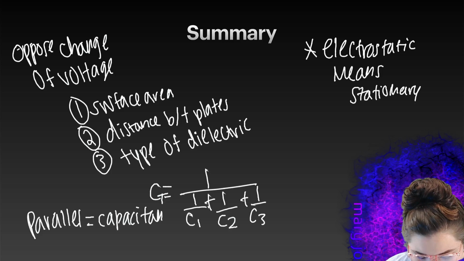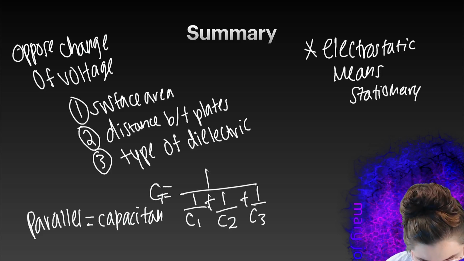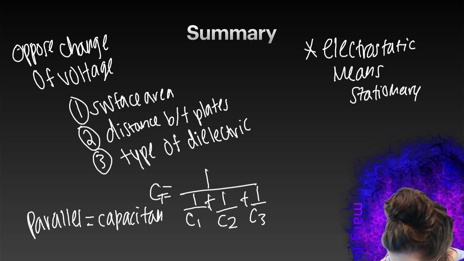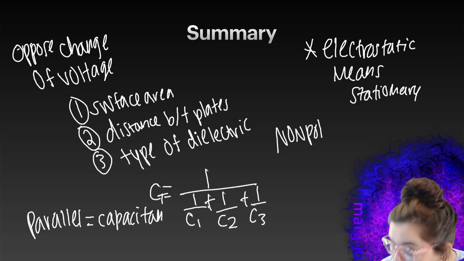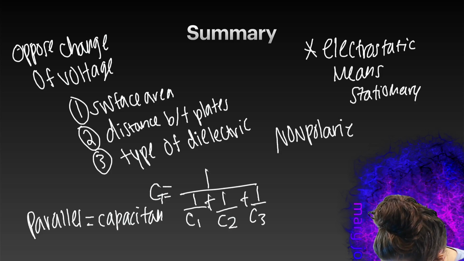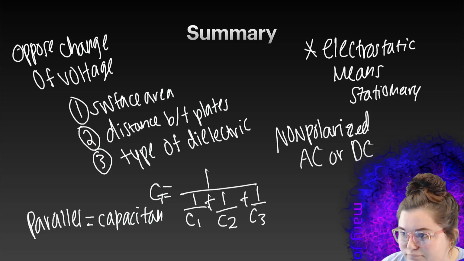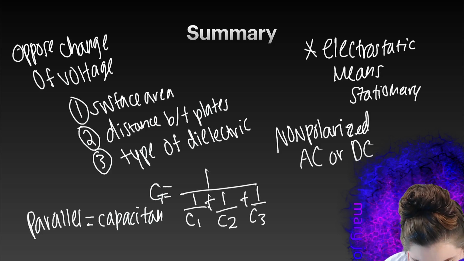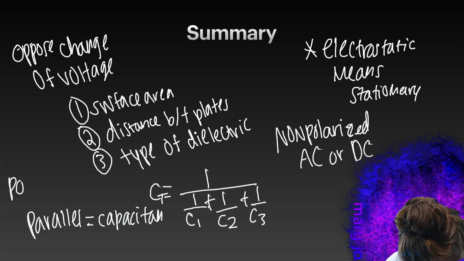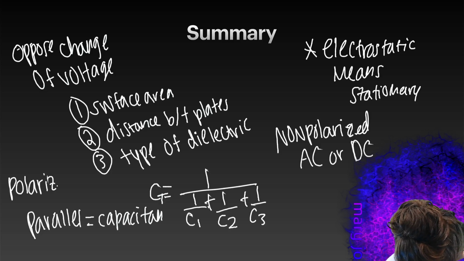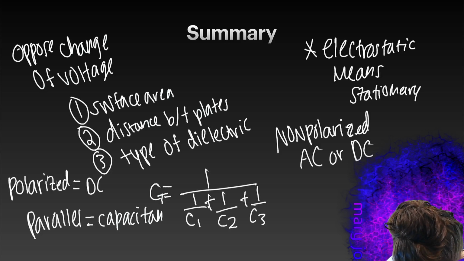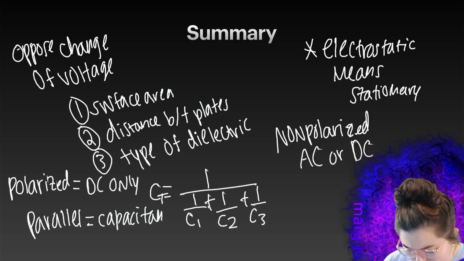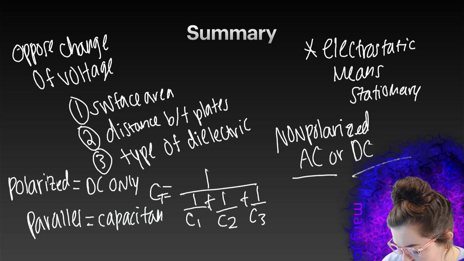Non-polarized capacitors are often called AC capacitors. Non-polarized capacitors can be connected to AC or DC. We know that. Polarized capacitors are often referred to as electrolytic capacitors. Polarized capacitors can be connected to DC circuits only. So polarized equals DC only. So, polarized are only DC, non-polarized are AC or DC.